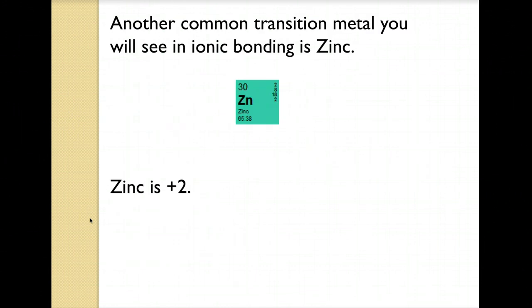Okay, and there's one more transition metal that you need to know, and it doesn't change its oxidation number. It's always a +2, and that's zinc. It's a transition metal that you'll see in ionic bonding. Okay, and it's on the same period as coffee and cream for a nickel. Okay, and that's it for transition metals and ionic bonding.